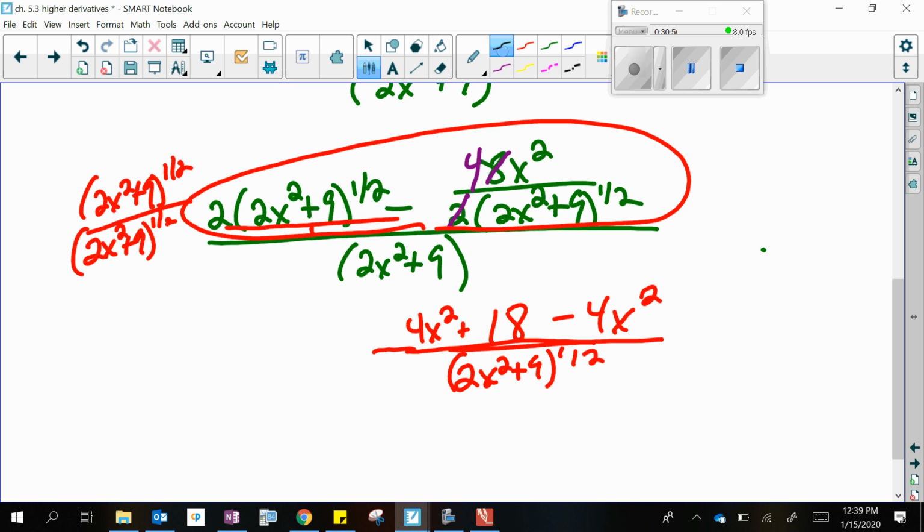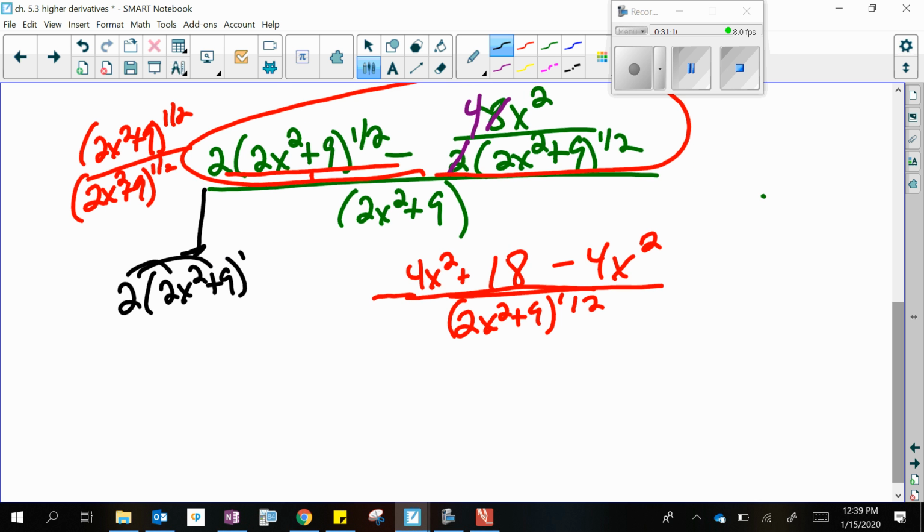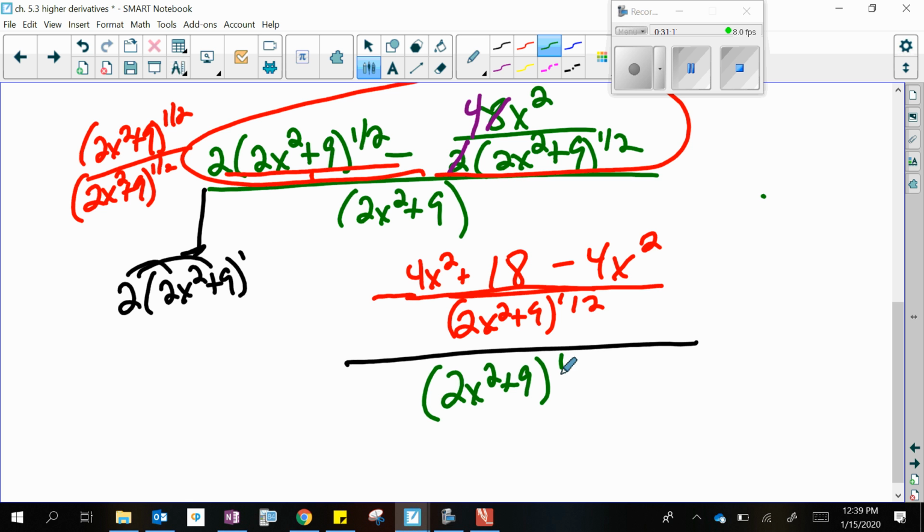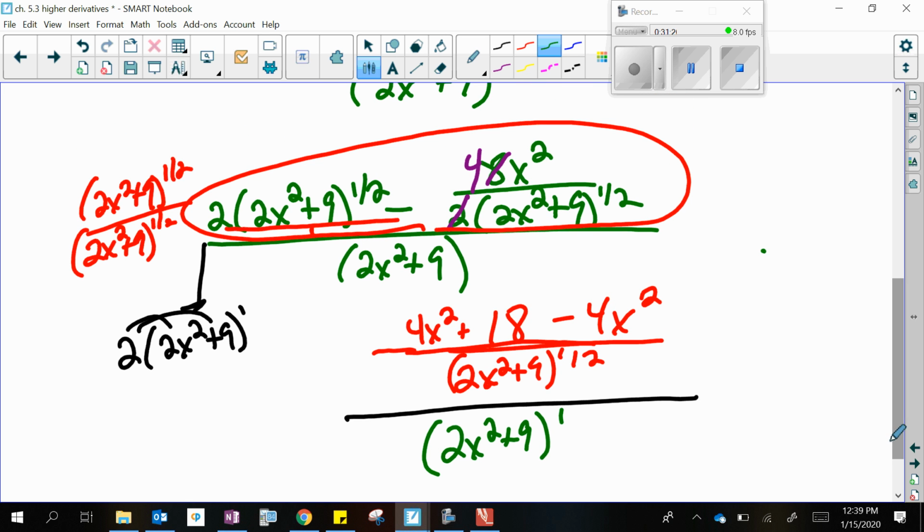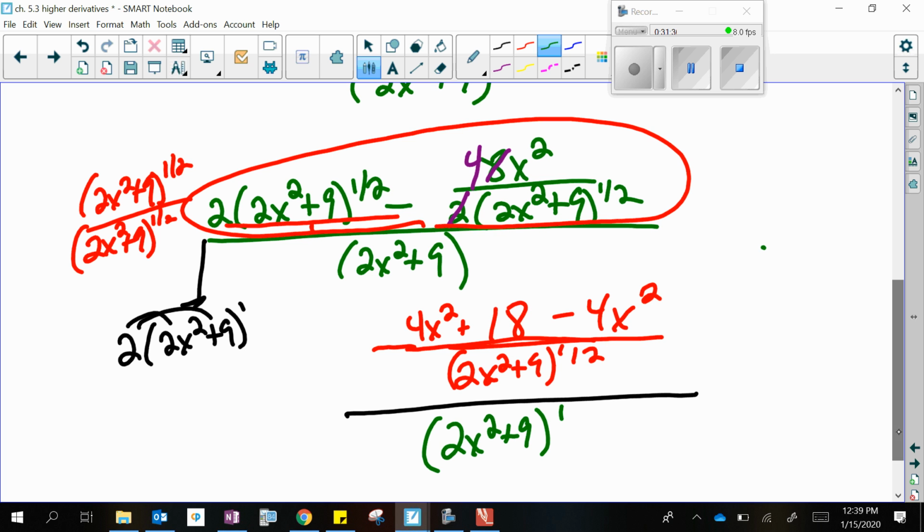Let me show a little bit more. So this becomes 2 times 2x squared plus 9 to the first. And then when I distribute my 2, I get this. Okay, now all of this is still over our 2x squared plus 9 to the first. Is everybody okay? Y'all follow me on this? Okay. So we're almost there.